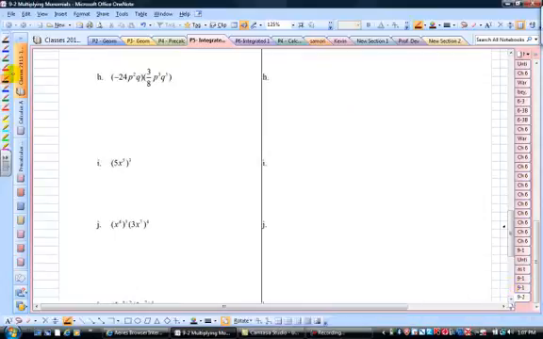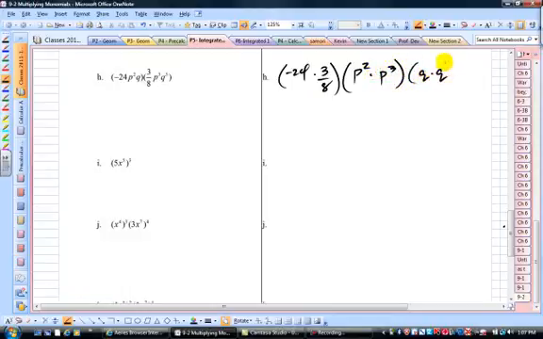Okay, I'm going to regroup first. So -24 times 3/8. And then I'm going to group up the p's: p squared times p cubed. And then regroup q times q to the 5th. Okay, here we go. I'm going to divide first. -24 divided by 8 is?